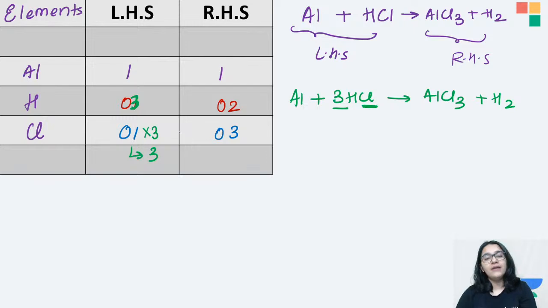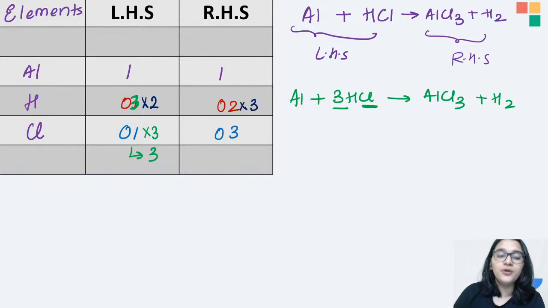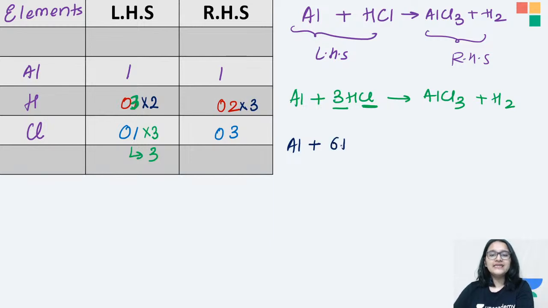They do not come to each other's table, right? So what do I do? In mathematics, if things are not working out, we multiply by themselves. So we will multiply 3 into 2 and we'll multiply 2 into 3. The product I will get on both sides is going to be 6, absolutely balanced, right? So aluminium plus 3 2s are 6 HCl.